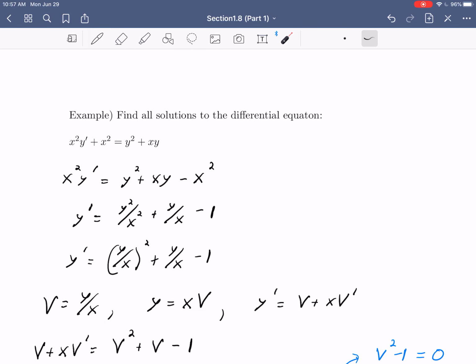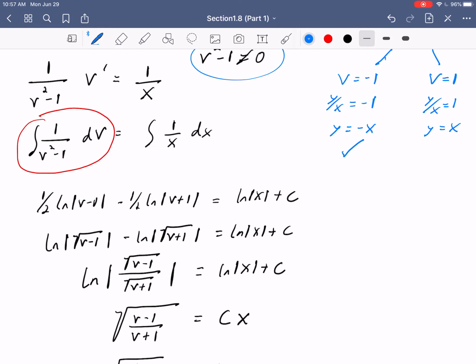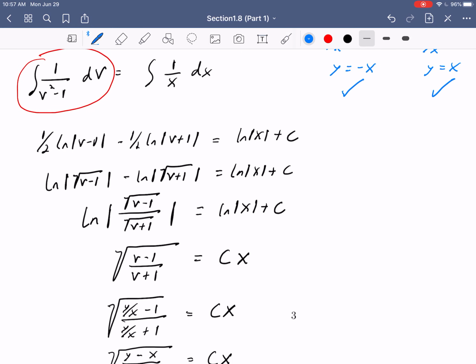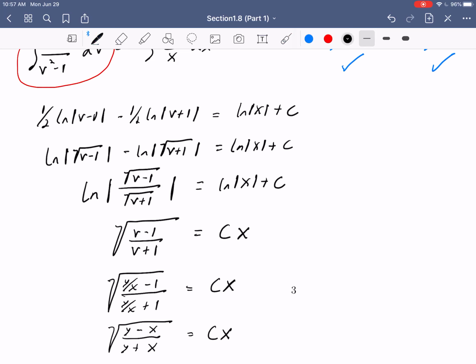For y equals x, on this side over here, if y equals x, then y prime is 1. So this is going to be x squared plus an x squared. We're going to get 2x squared on that left-hand side. On the right-hand side, if y equals x, then we're going to get x squared plus x times x. That's x squared plus x squared. That is 2x squared. So we get 2x squared on both sides. 2x squared is always equal to 2x squared. So this one works as well. So we're going to get these two additional solutions. So we should include these on our list.